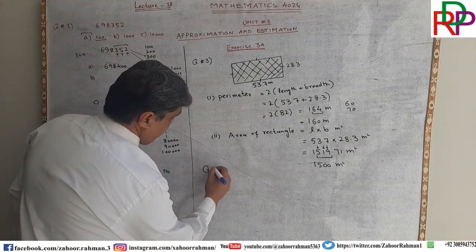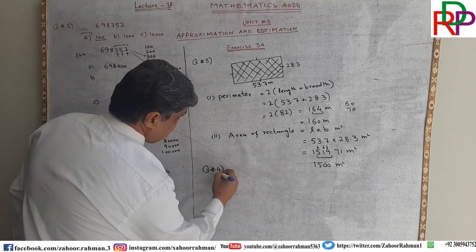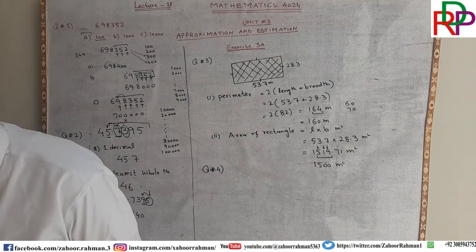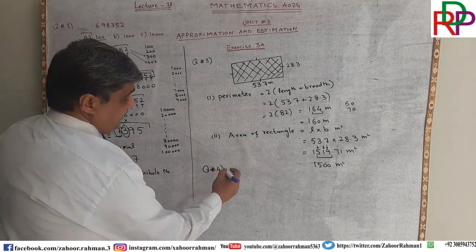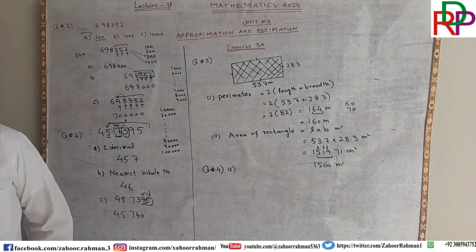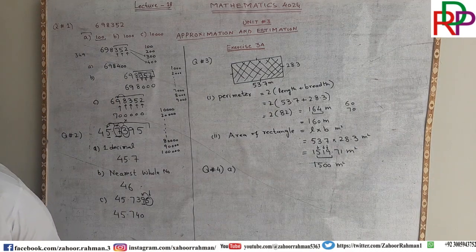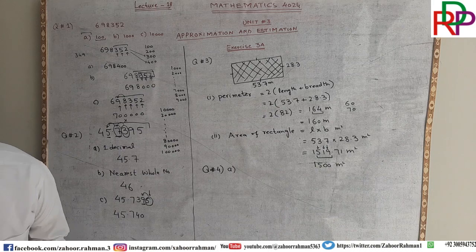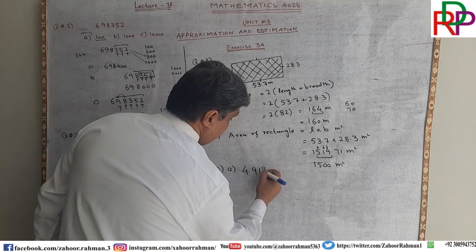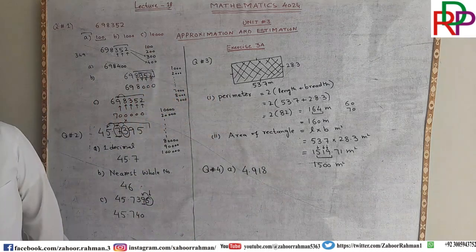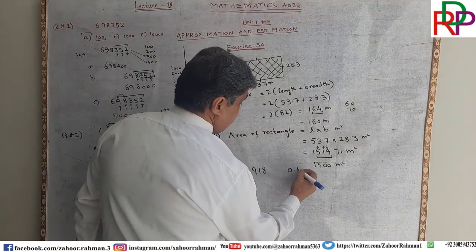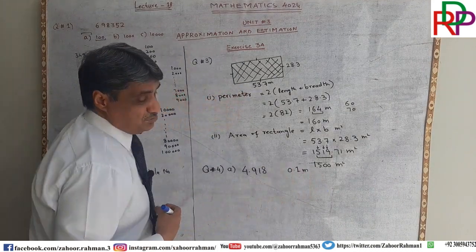Question number 4 is saying that you have to do what? Round off number A part. Round off 4.918 to the nearest 0.1 meter.